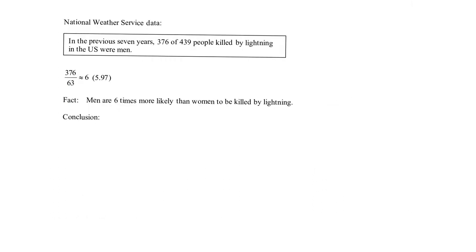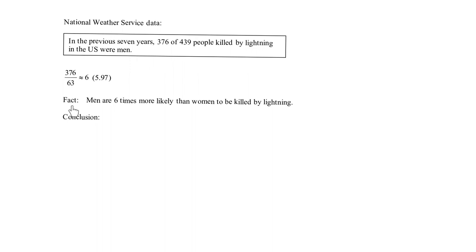Let's look at another one of these. So this is real data, and this is from a while back, but from the National Weather Service. In the previous 7 years, 376 of 439 people killed by lightning in the United States were men. So what that means is that 439 people were killed, 376 of them were men, 63 were women. So the ratio here is almost a 6-to-1 ratio.